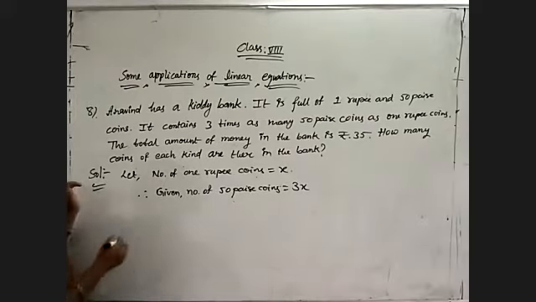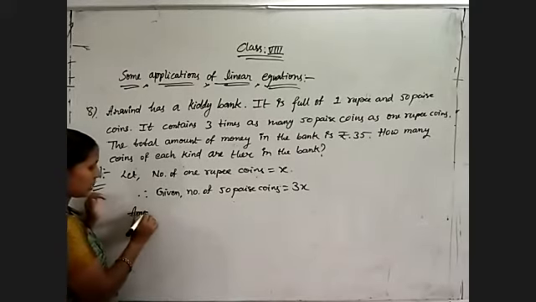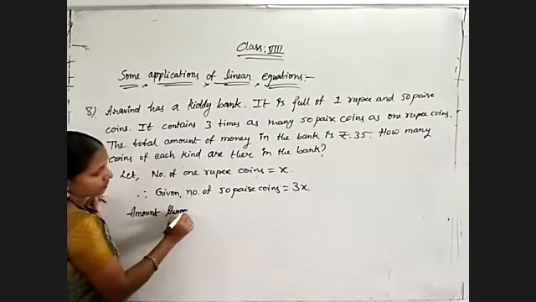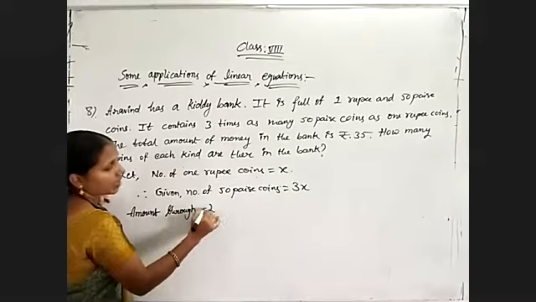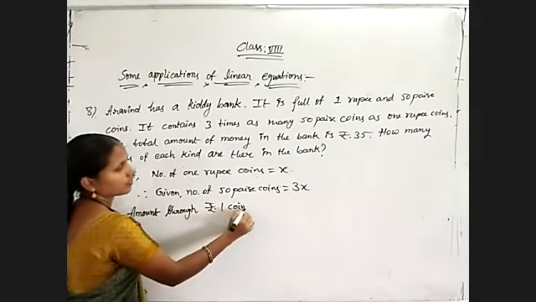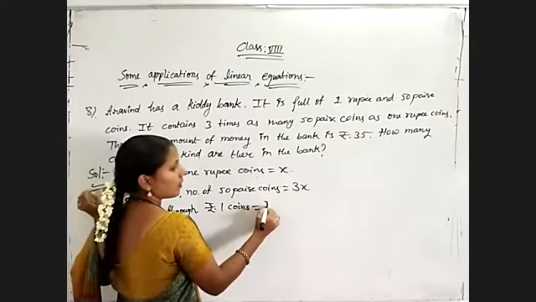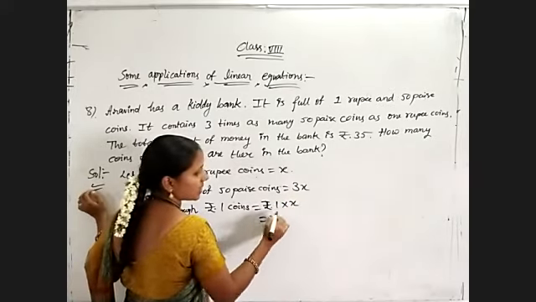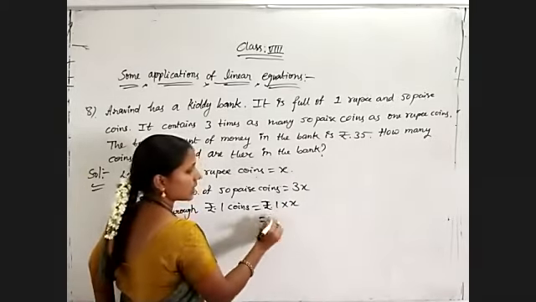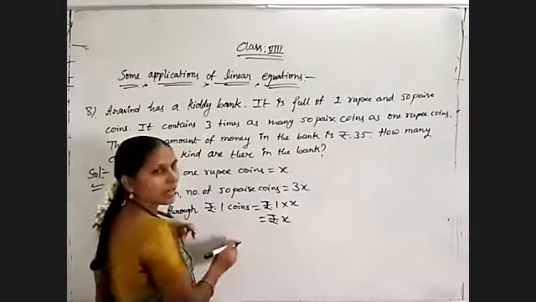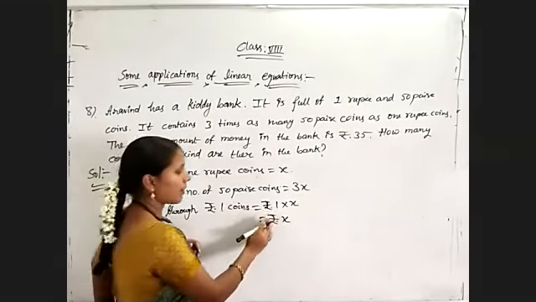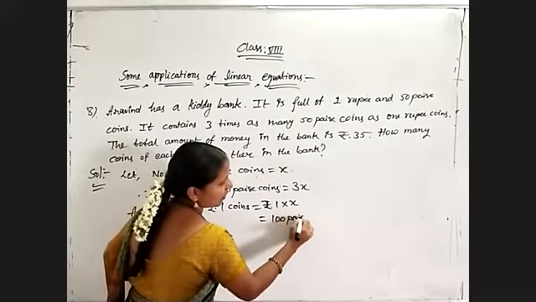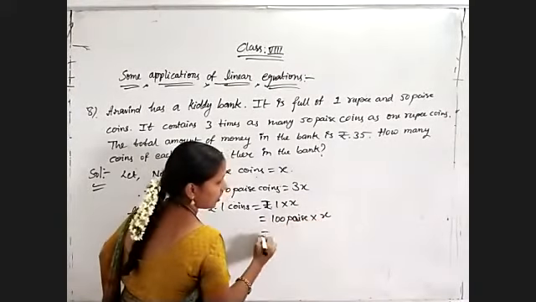So what I am doing, amount through 1 rupee coins is equal to 1 rupee into x, that is x rupees, but what I am doing, 1 rupee is equal to 100 paise. So 100 paise into x, so 100x paise.